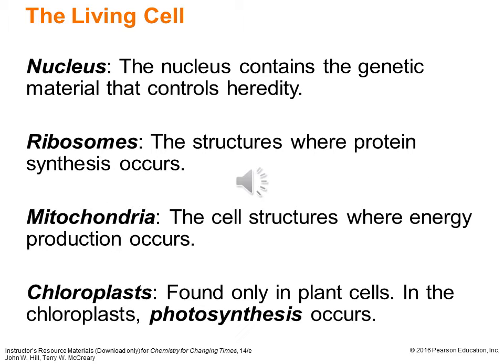Alright, going even more subcellular, the nucleus. The nucleus contains the genetic material that controls heredity. Ribosomes, these small structures in the cells, are where protein synthesis occurs. Mitochondria are cell structures where energy production occurs for those of us organisms that are aerobic, like humans. And then chloroplasts are found only in plant cells. This is where photosynthesis occurs within the chloroplasts.